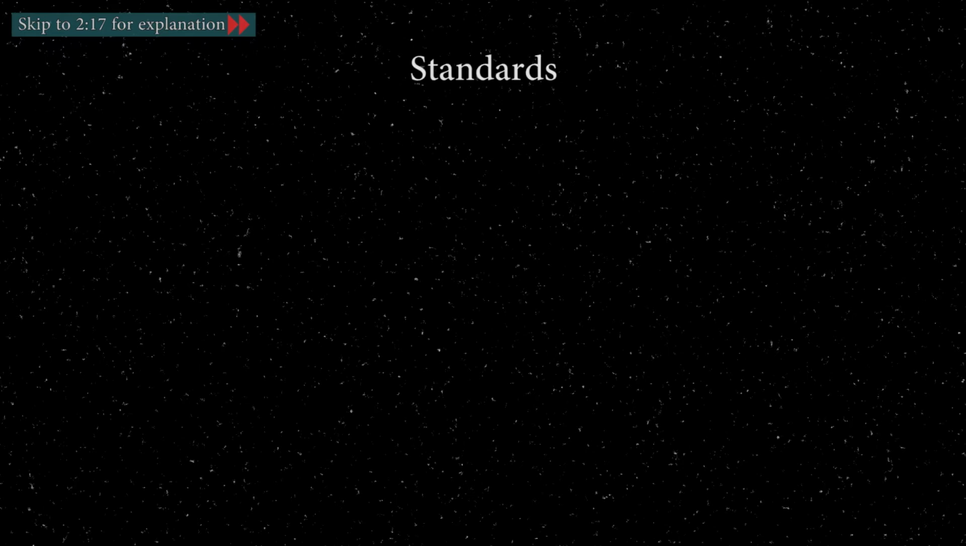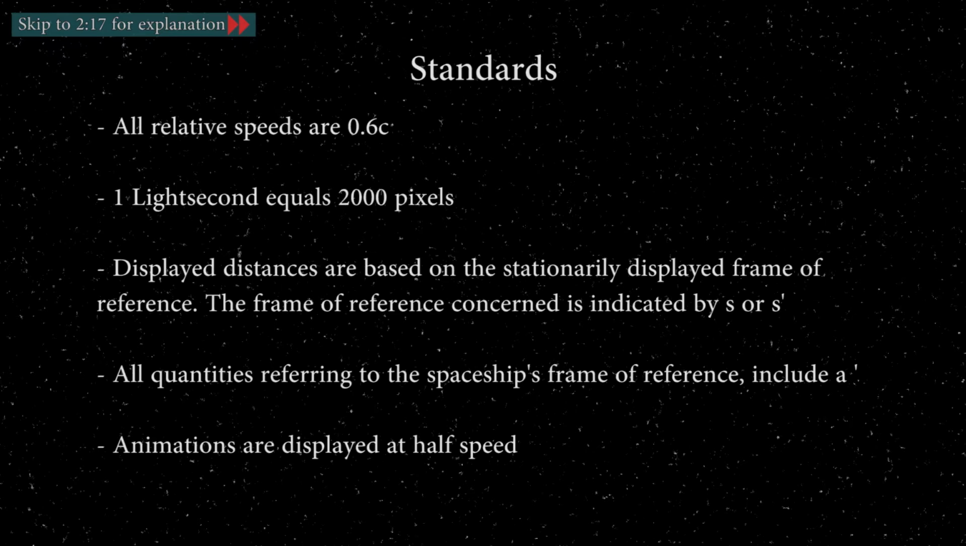A list of all the standards used in this video. First off, relative speed is 0.6c. The distance of one light second equals 2000 pixels. And all distances are displayed correctly only in relation to the stationary frame of reference. The stationary frame of reference is indicated by either the letter S, displayed in the bottom left corner, standing for the Earth's frame of reference, or the notation S prime, standing for the spaceship's frame of reference.